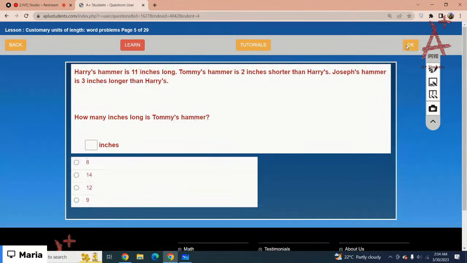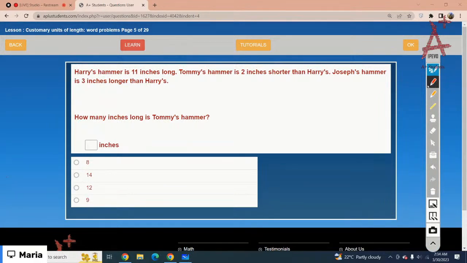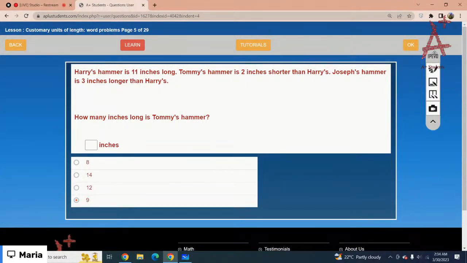Okay, Harry's hammer is 11 inches long. Tommy's hammer is 2 inches shorter than Harry's. Joseph's hammer is 3 inches longer than Harry's. How many inches long is Tommy's hammer? Tommy's hammer is 2 inches shorter, so you have to subtract. It would be 11 minus 2. It would be 9. Here you have 9 inches long.